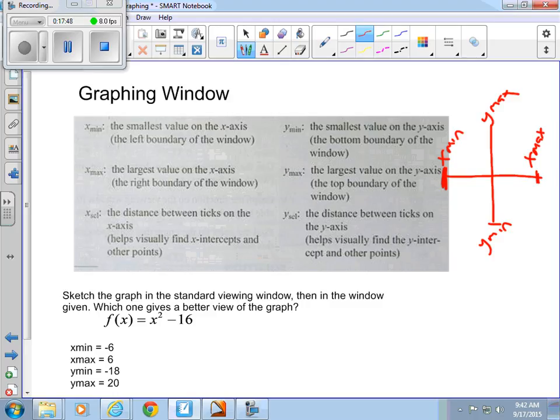The Y scale is the distance between the tick marks on the Y axis. The resolution is something you shouldn't ever have to change. The only thing I would say is, if you have a color calculator like Hunter's and you find it to be graphing slow, you could change your X resolution to be a higher number and it will make it graph faster. The older calculators without the color screen graph quick anyway, but the color ones do graph a little slower.